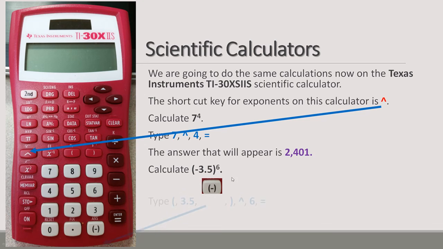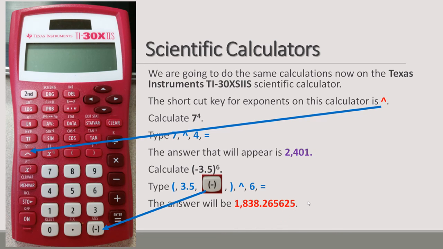If you're going to do negative 3.5 to the 6th power, it's pretty much the same as on the last calculator because you have to start with the parentheses. So parentheses, 3.5, and then the negative, you've got just a regular negative key down here. Parentheses, and then you use the caret key this time, to the 6th, equals. And if you do it right, we're going to get the same answer again, 1,838.265625. Ta-da!